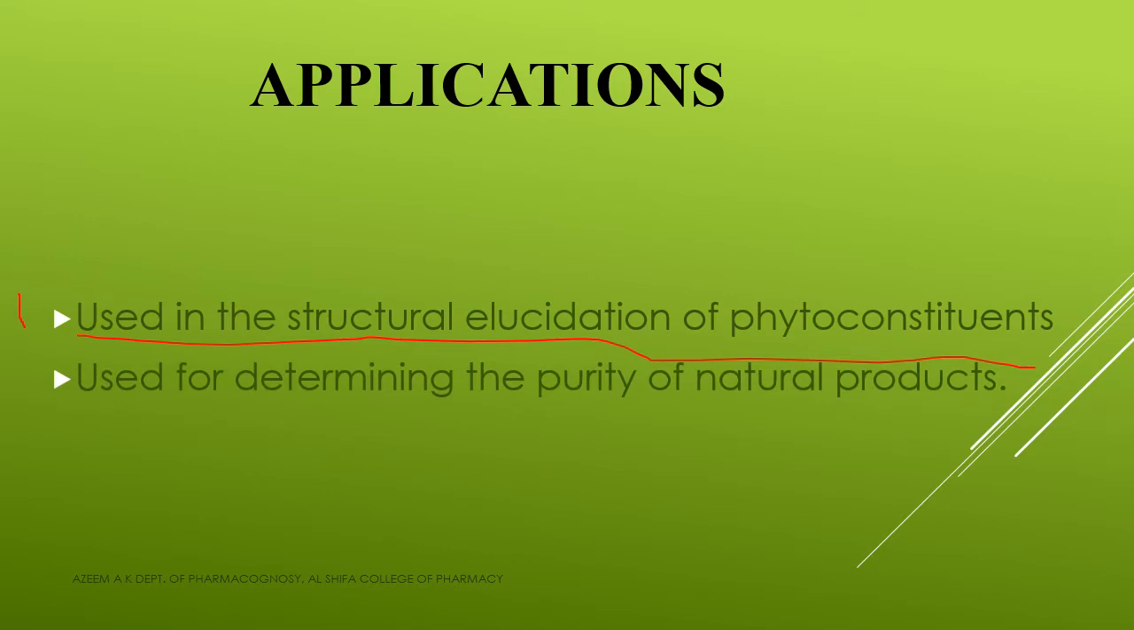Clear? Now the second application is that it is used for determining the purity of natural products. So whether a natural product is pure or impure, you can estimate it with the help of mass spectrophotometry. Clear? So this is the second application. The first application is the structural elucidation of phytoconstituents, and the second application is determining the purity of natural products. So these are the various applications of mass spectrophotometry.